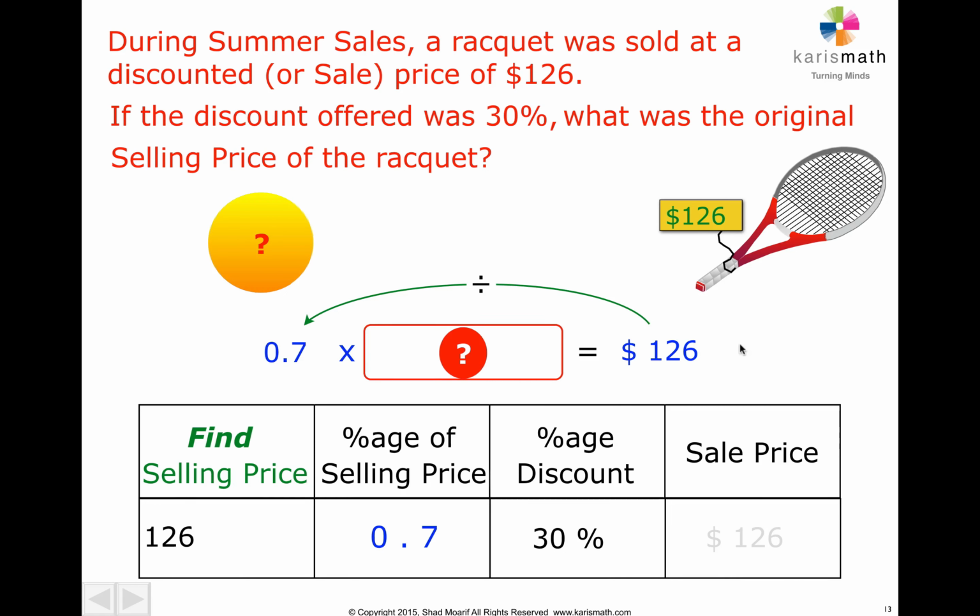You divide these two, and you should get this answer, which is the selling price. So 126 divided by the percentage of selling price, and you'll get the total price. This is partial, that's the whole. So 126 divided by the percent, and you will get $180. That is the actual selling price, the original selling price of the racket. That's how much it was selling for before it was discounted by 30%.